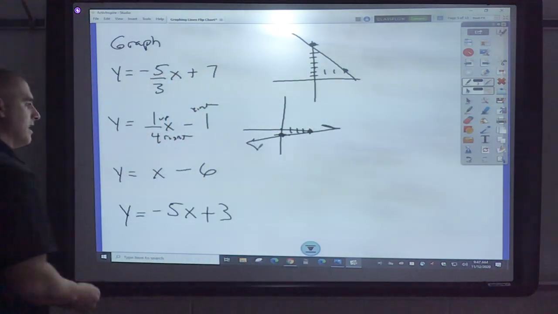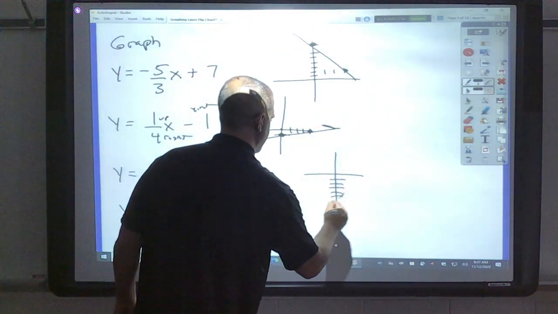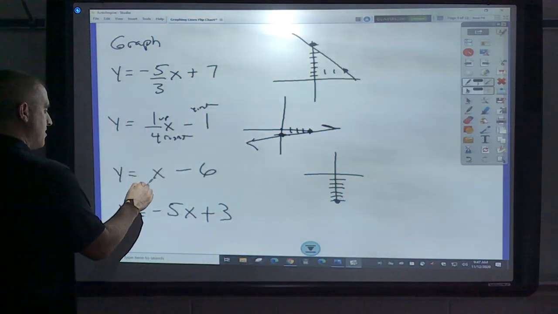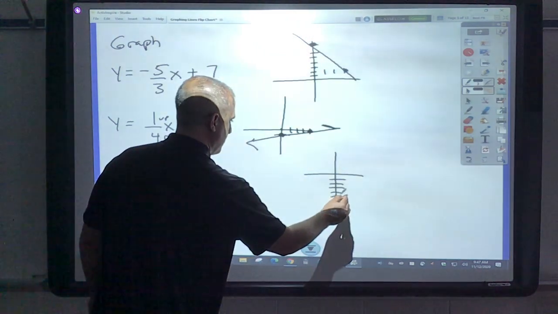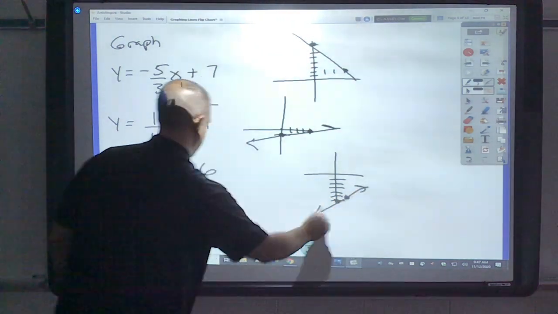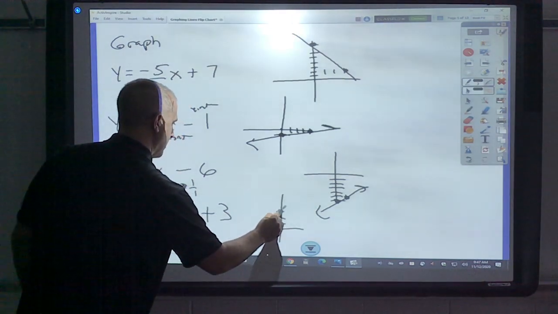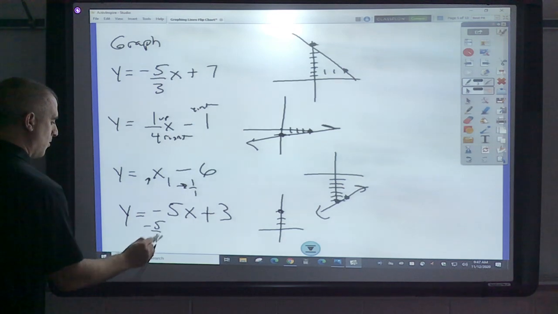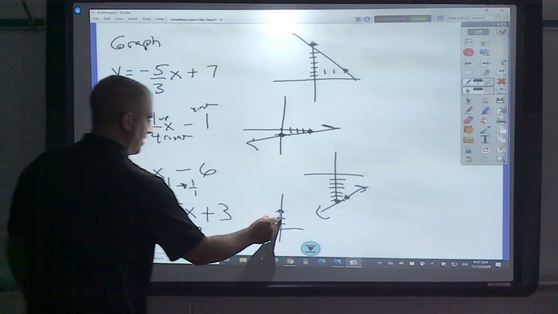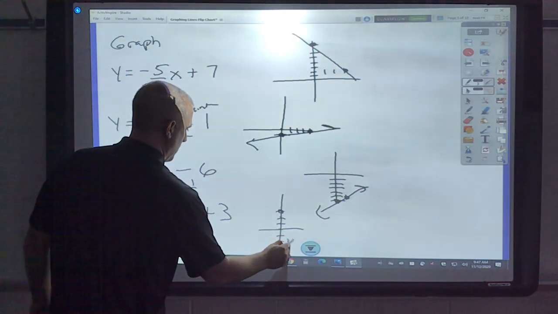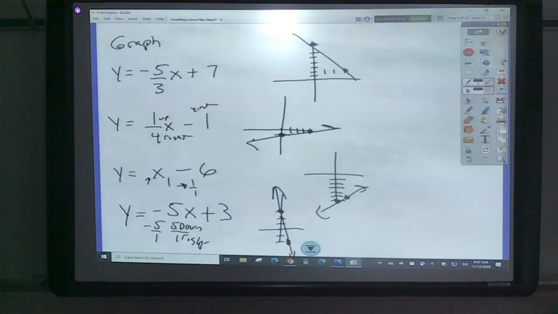Connect the dots. Okay? This y-intercept is -6. 1, 2, 3, 4, 5, and 6. Now, this number here is 1, as a fraction would be 1 over 1. So from here, 1 up, 1 right. Connect the dots. Okay? This one, the y-intercept would be +3. Okay? This would be -5 over 1, which means 5 down, 1 right. We're always going right. 1, 2, 3, 4, 5, 1 right. Boom. Connect the dots. Okay? All right, pretty simple stuff there.